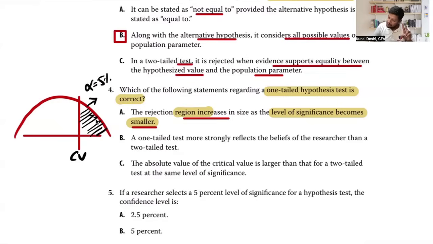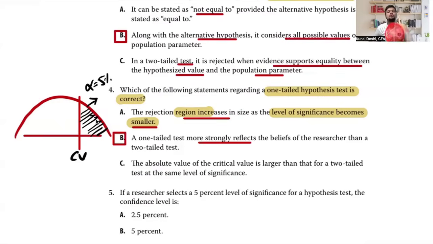B, a one-tail test more strongly reflects the belief of the researcher than a two-tail. Yes, this is true. For example, sorry, I think Zoom sends some balloons. I don't know why. So, for example, let's say a two-tail test for mean equals 0 or not equal to 0. If the null is rejected, it only tells you that it is not equal to 0, but you don't know whether it is greater or less. So a one-tail test is more specific. It's more informative. It is one step higher than the two-tail test.